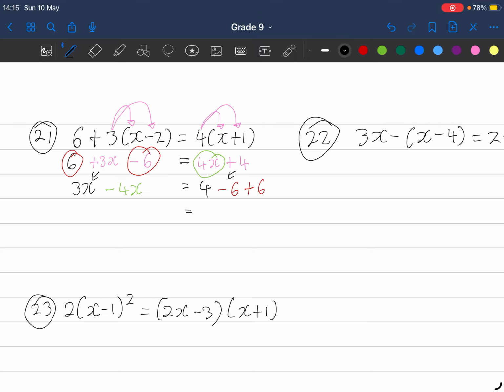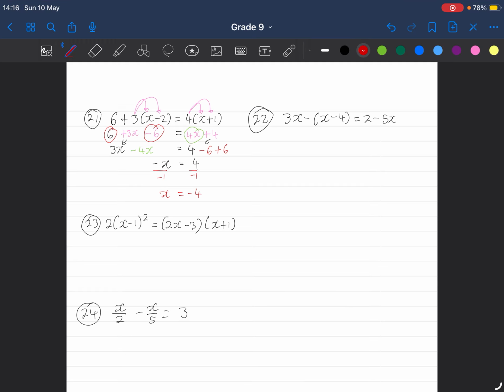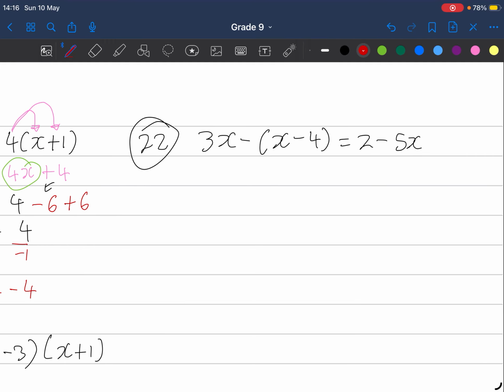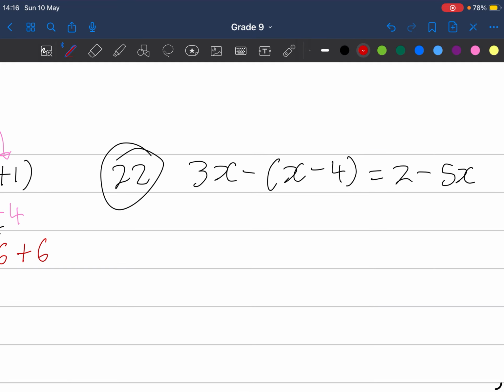Now 3x minus 4x is going to be negative x. 4 minus 6 plus 6 is 4. Divide both by negative 1, and x is equal to negative 4. Now that we've done that one together, please pause the video and attempt this one. Yeah, even though it's slightly trickier.